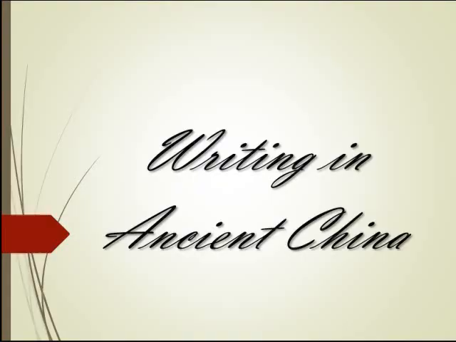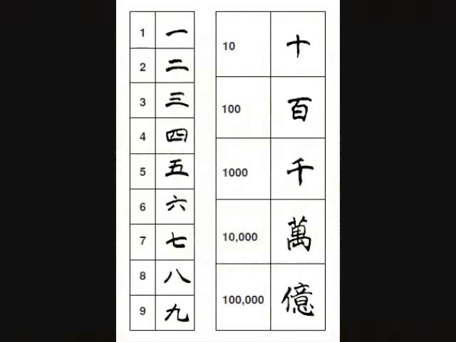Writing in ancient China. Let us look at the figure for the writings of the Chinese. For example, number 10 is represented by a figure forming a cross.